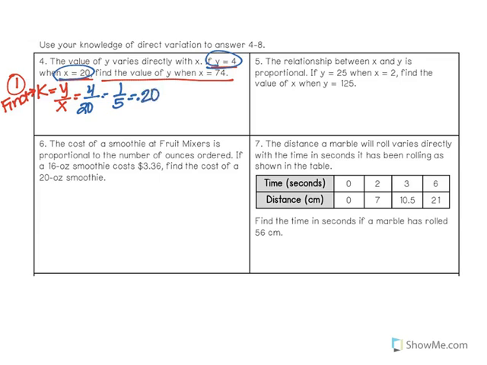Now we're going to plug that into the equation y equals kx, y equals 0.20x, and now we can plug in the 74 right here into our x. So y equals 0.20 times 74, and then y is equal to 14.8.